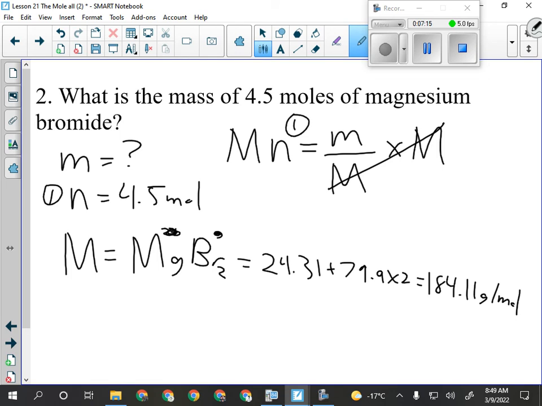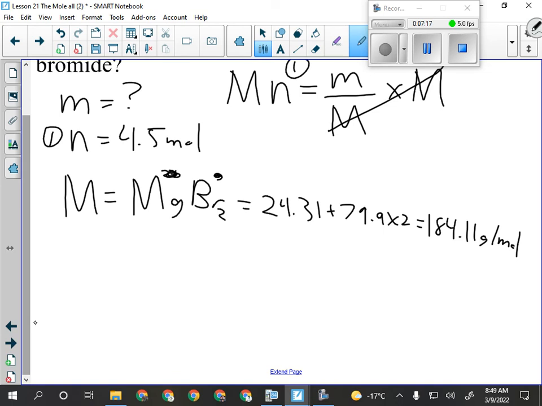Now I've got to plug in my numbers. So big M was 184.11 times n, which the question told me is 4.5. So I would get a mark for this, probably. Sometimes I do, sometimes I don't. Either it's a manipulation mark or it's the plug-in mark. It's rarely both, but sometimes I'm feeling generous.